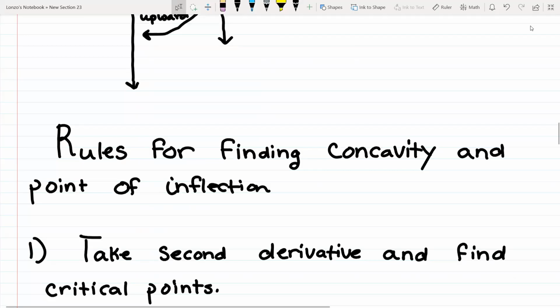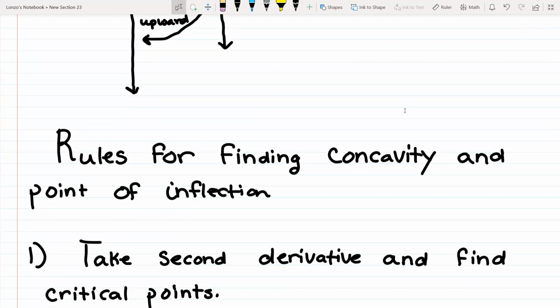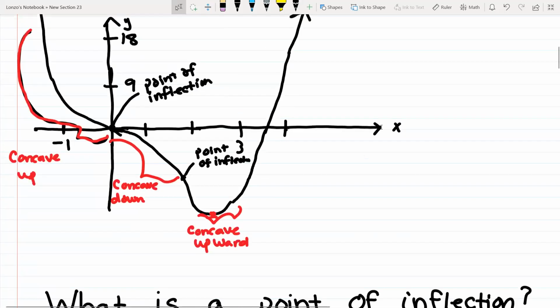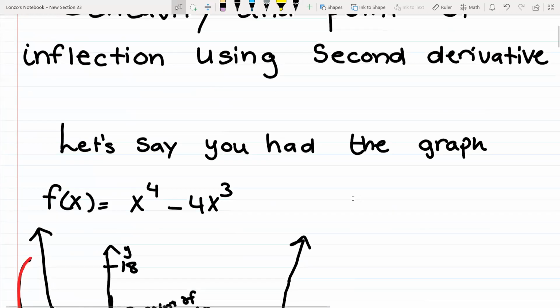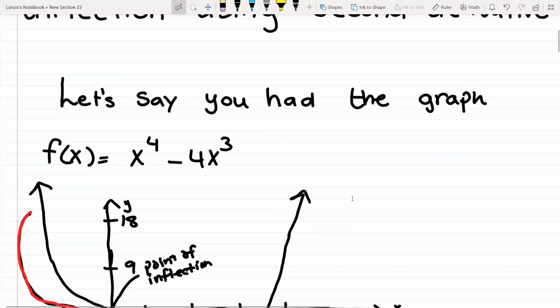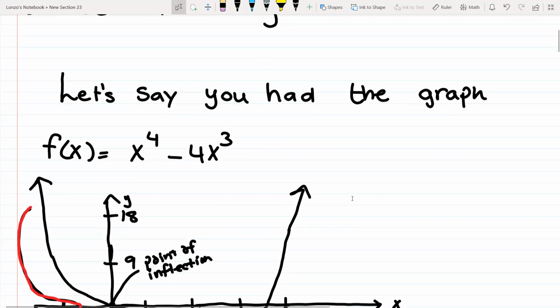Hello. In this section, I will determine whether the graph is concave up or concave down and find the point of inflection using the second derivative. So we are learning concavity and point of inflection using the second derivative. Let's say you had this graph, f of x equals x to the fourth minus 4x to the third.